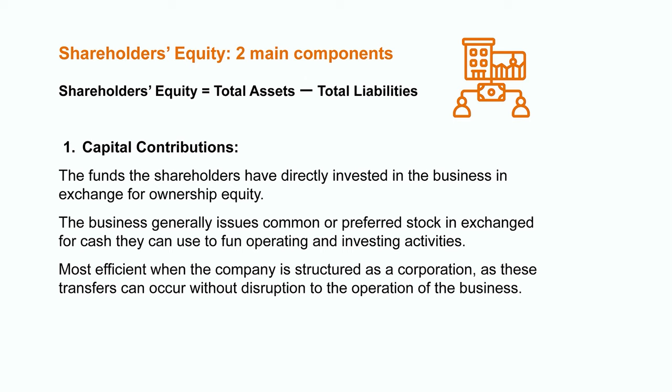The first being the funds that the shareholders have directly invested in the business in exchange for ownership equity, otherwise known as capital contributions. Generally speaking, with capital contributions, companies issue common or preferred stock in exchange for funds they can use to finance their operating and investing activities. This process is highly efficient when companies are structured as a corporation. This is because the corporate structure is set up to allow for the seamless transfer of shares to investors. Owners can very easily sell their shares without impacting the operations of the business, since the transaction takes place directly between the shareholders and does not involve the company.